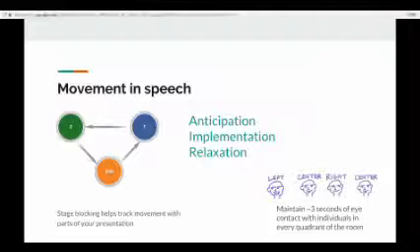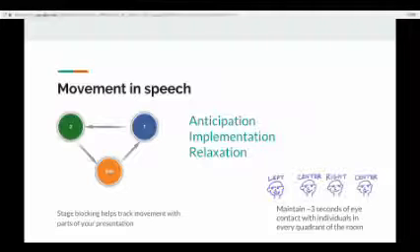And then also eye contact is a kind of movement. A good way to think about eye contact is maintaining eye contact for no more than 3 seconds, but moving from the left side of the audience to the center, to the right side of the audience, and back to center. So thinking of your eye movement in quadrants can help you keep that equitable.